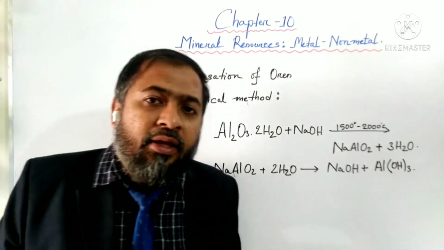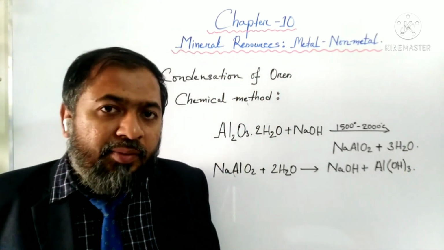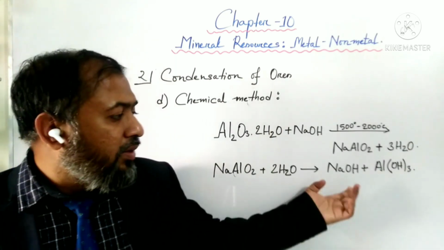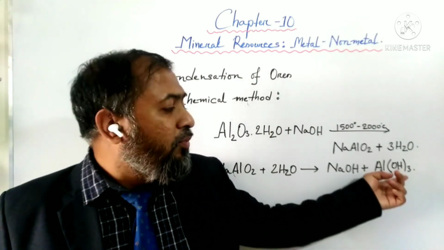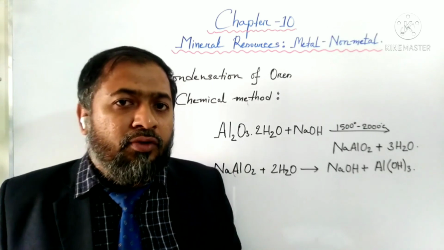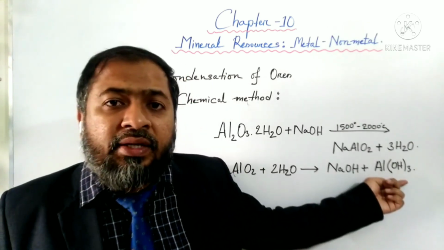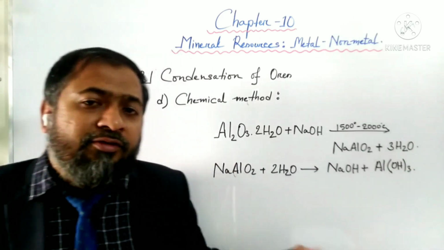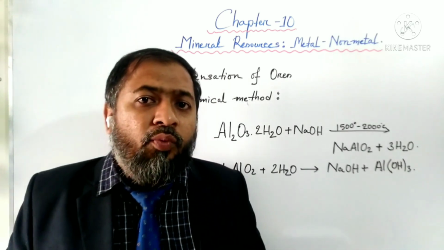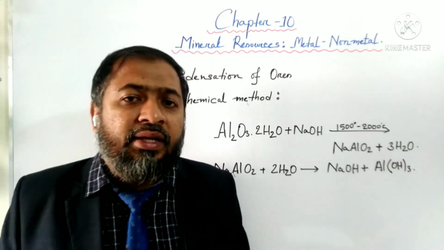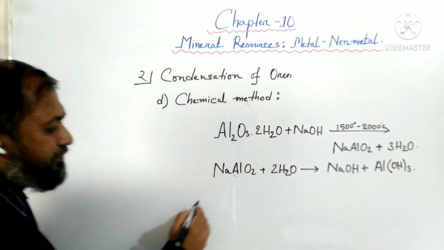We know that sodium hydroxide dissolves in water. On the other hand, aluminum hydroxide does not dissolve. So in the solution, we can collect aluminum hydroxide as residue. After collecting aluminum hydroxide, we can heat it up to 1100 degrees Celsius.